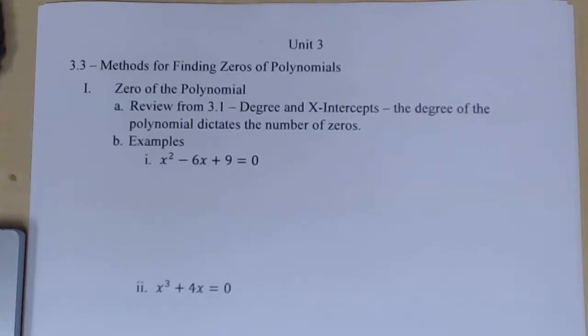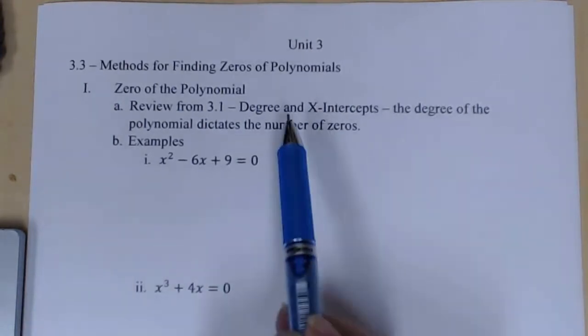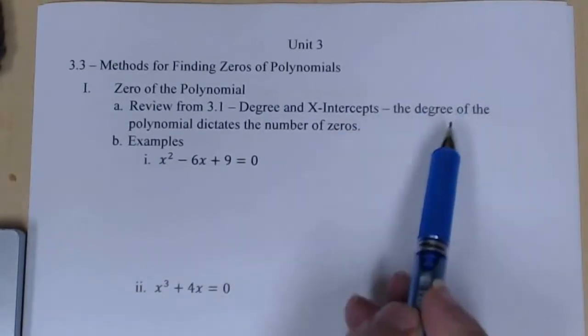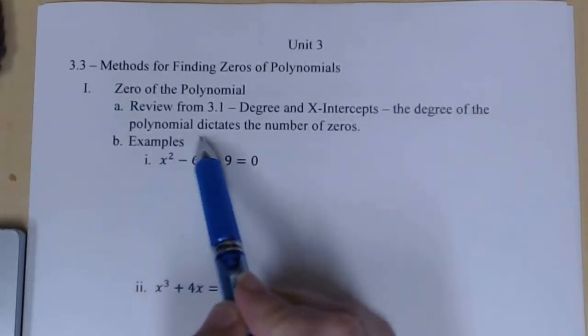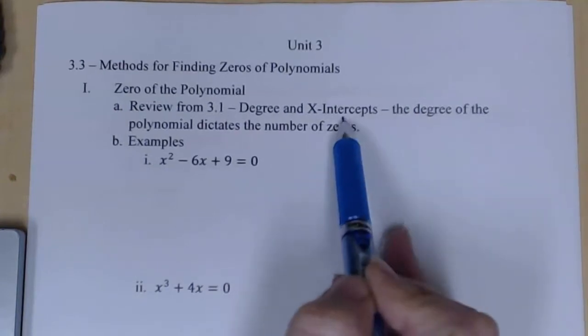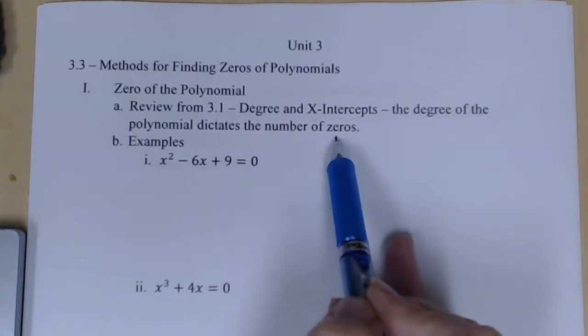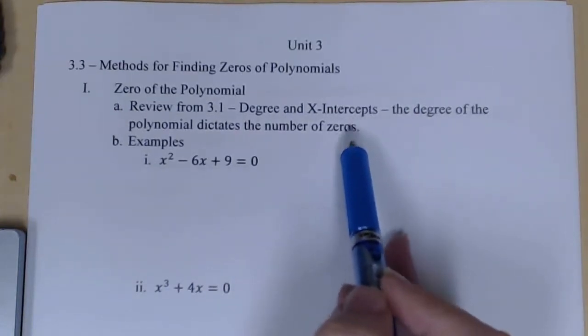In 3.3, we're going to be looking at methods for finding zeros of polynomials. So let's look here. First thing I want to note is let's discuss what a zero of a polynomial is. Just reviewing from 3.1, remember when we're looking at degree and x-intercepts, that the degree of the polynomial dictates the number of zeros. Remember, x-intercepts, zeros, roots, solutions. These are all the same words.